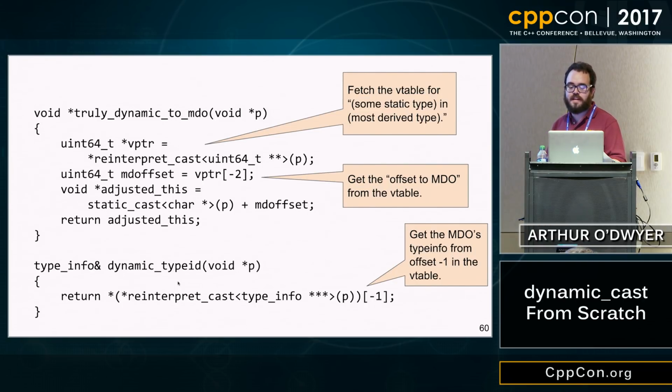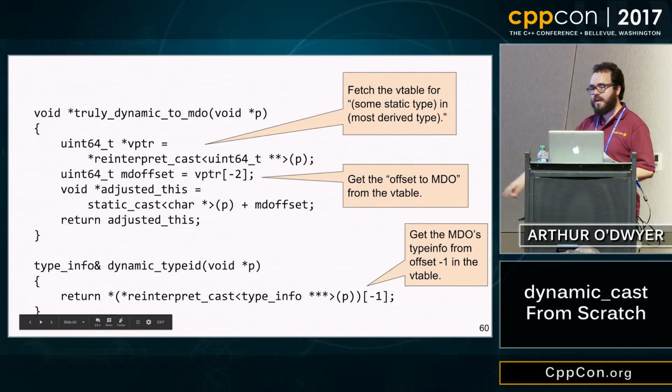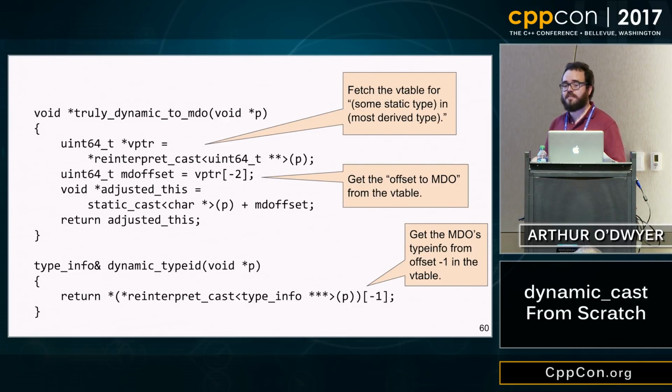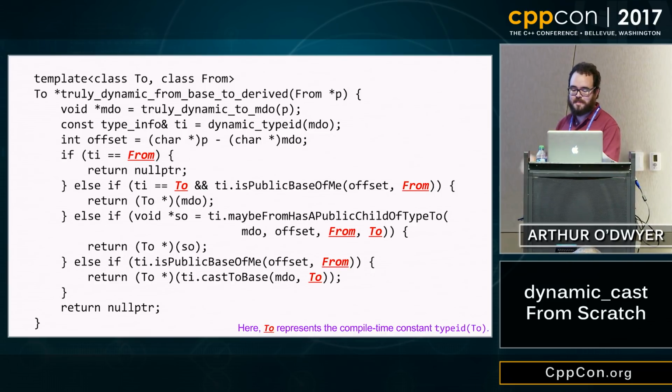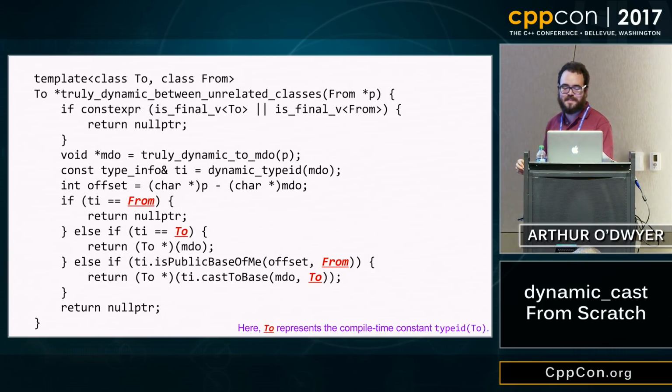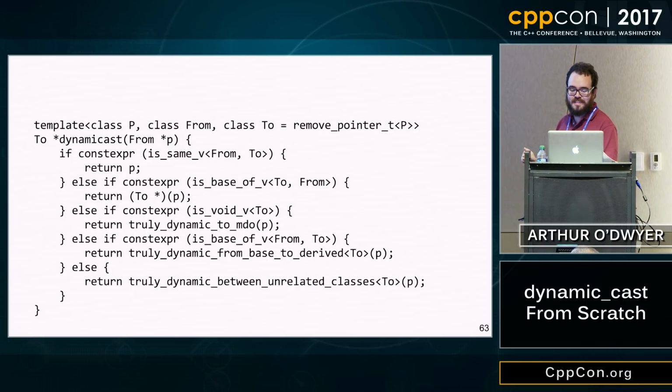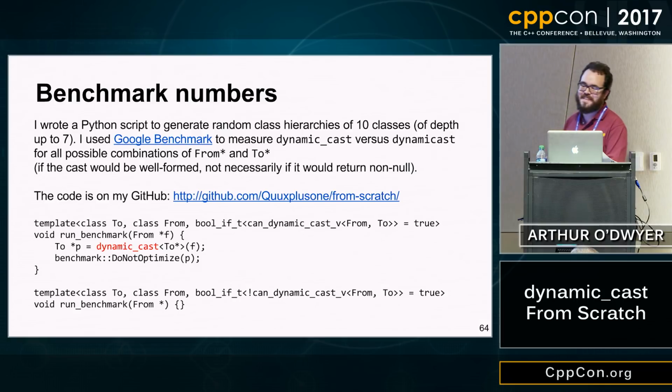We also have this function, dynamic type ID. What that does is get the type info of some polymorphic object, whose type, again, I don't know, but I know how to go into its vtable and grab that type ID out. So you can write that. Again, not at work. Truly dynamic from base to derived. I'm going to skip this, I think, because we're running out of time. Truly dynamic between unrelated classes. Here's our completed code. Looks the same as the previous code because I skipped the implementations. I want to get to the benchmark numbers.